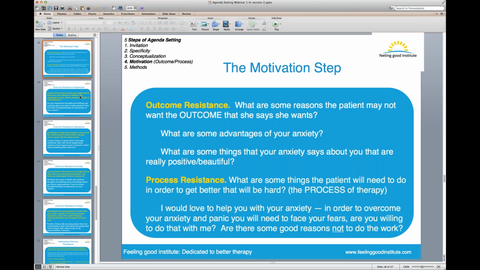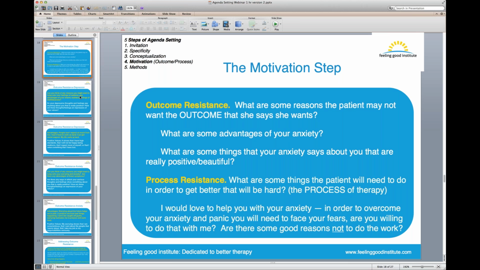So when we think about the motivation step, dealing with resistance, there are two kinds of resistance. Outcome resistance is where we're asking ourselves and the patient, what are some good reasons that the patient may not want the outcome that she says she wants? What are some advantages to your anxiety, for example? What are some things that your anxiety actually says about you that are really positive or beautiful? And process resistance: what are some things a patient is going to need to do in therapy to get better that are going to be hard?